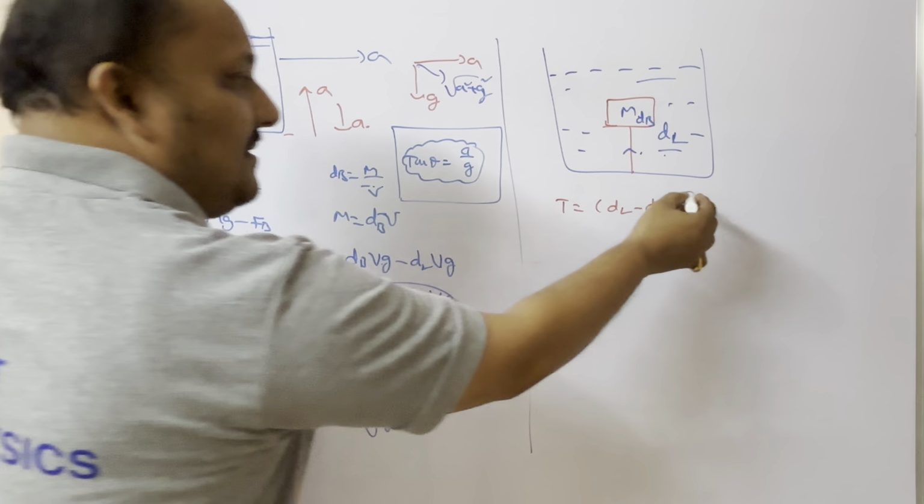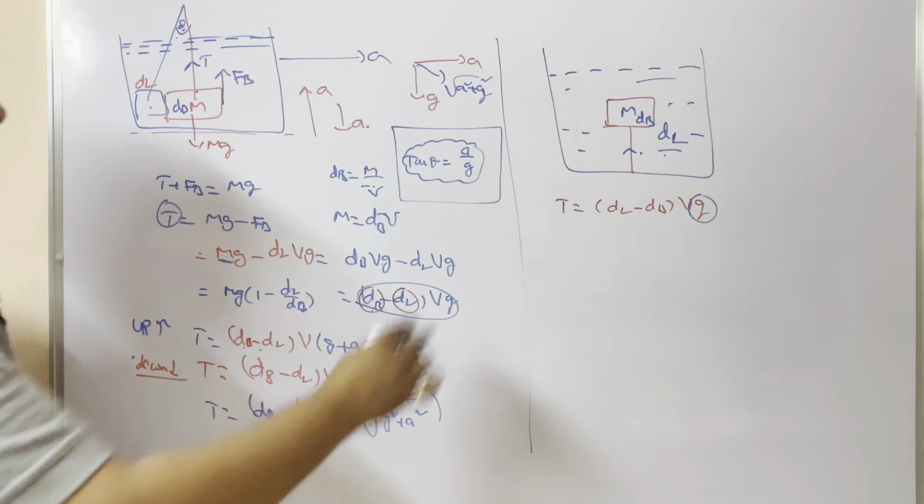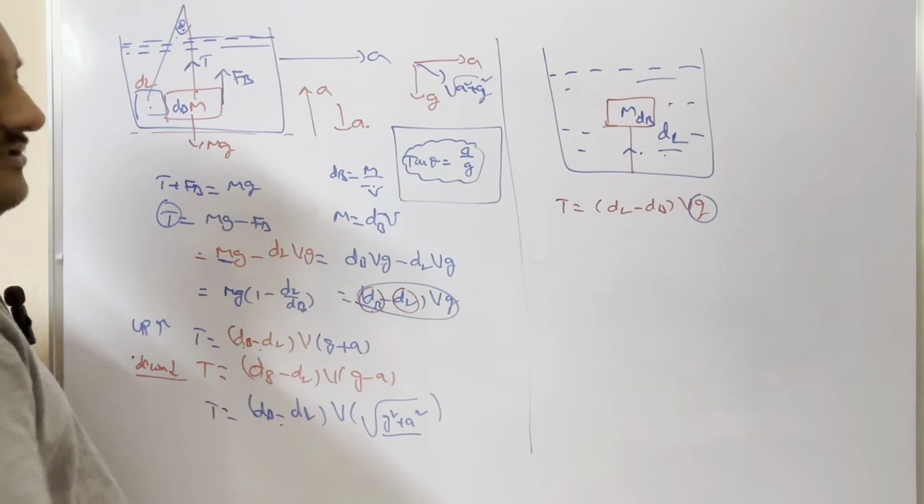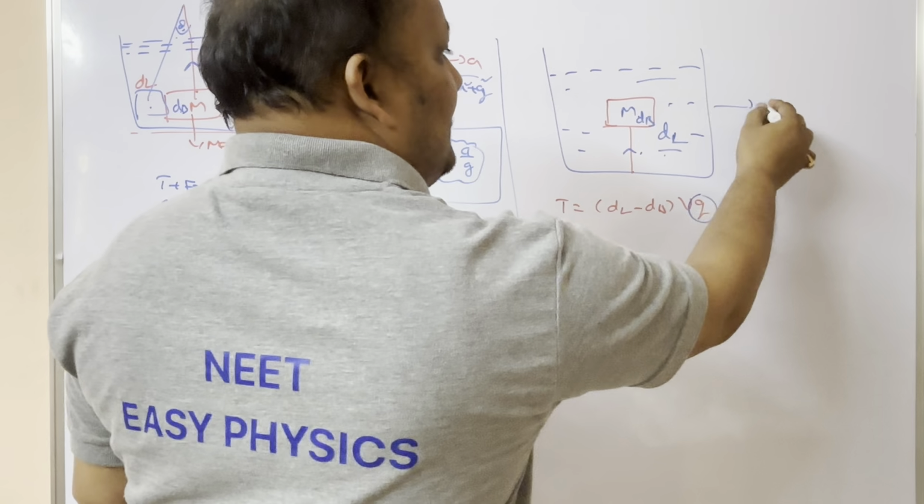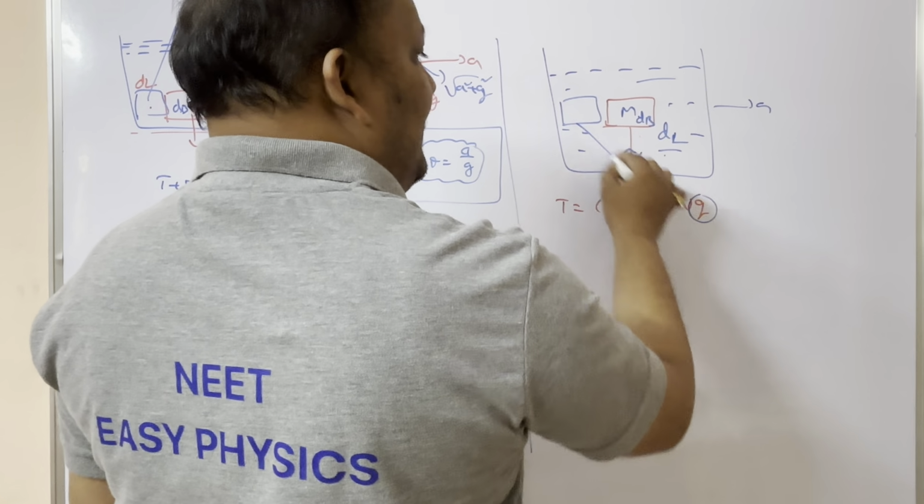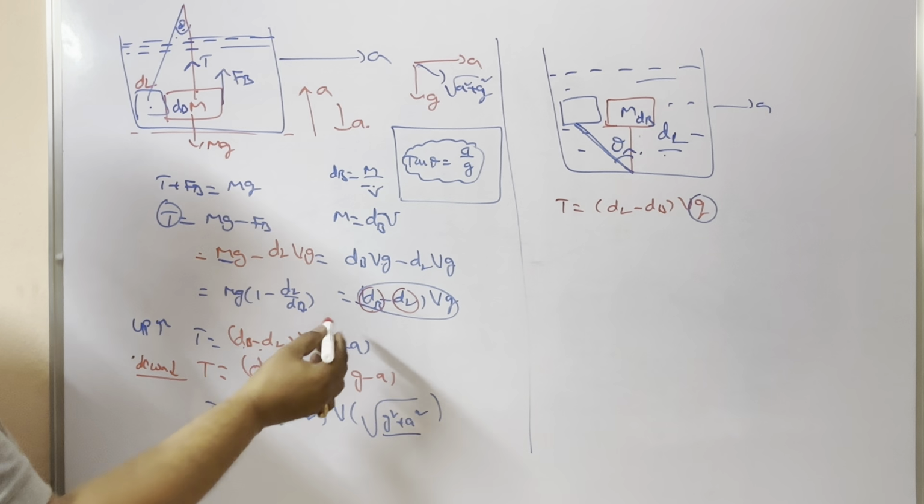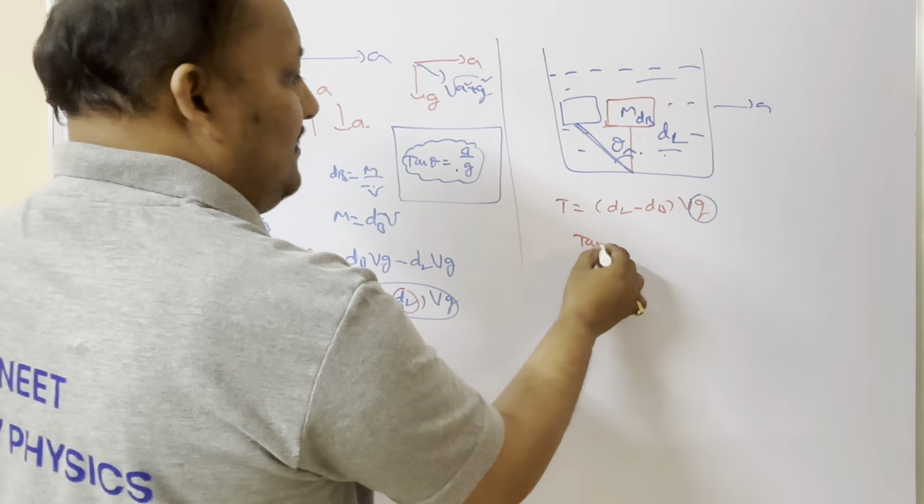Again, upwards, in place of g, g plus a. Downwards, in place of g, g minus a. Horizontally, the same equation you will get. If it is moving horizontally, what is the angle made by this? If it is moving horizontally, it will be shifting like this. How much angle is it going to make? Again the same formula: tan theta is A by G.